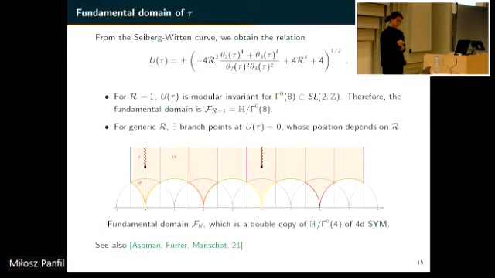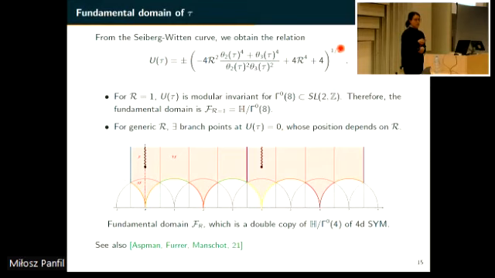This function is easiest to study for r equals 1. In this case, you can check that U(tau) is in fact modular invariant under the congruence subgroup Gamma_0(4) inside SL(2,Z). Therefore the fundamental domain of tau is the upper half plane divided by Gamma_0(4). This is precisely the double copy of H modulo Gamma_0(4) of the 4D super Yang-Mills. It's slightly more complicated for generic r.